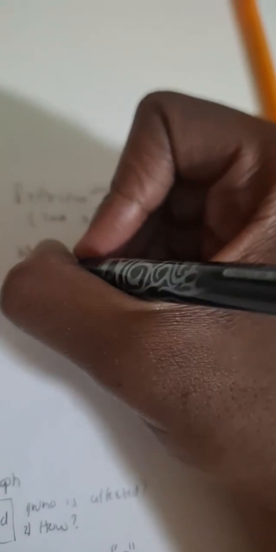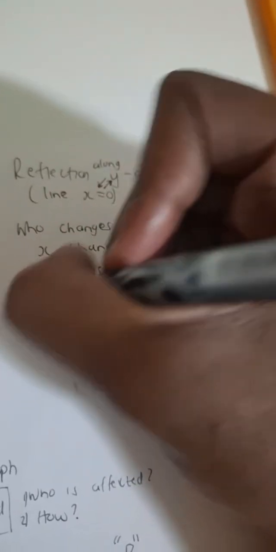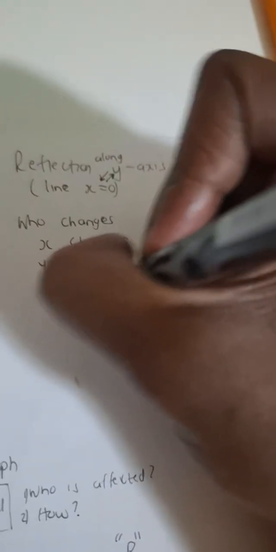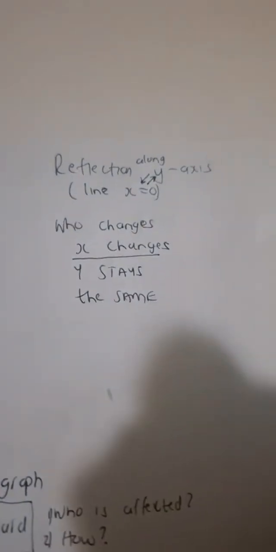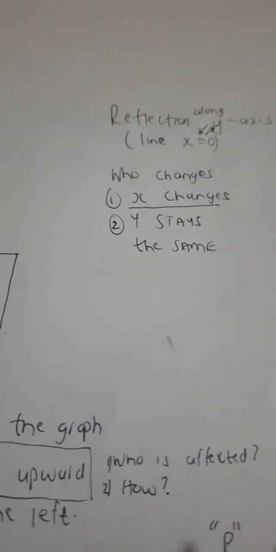Who changes? X changes. Y stays the same. Who changes? X changes. Who stays the same? Y stays the same. All right.